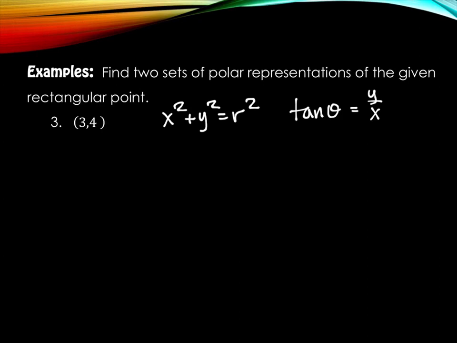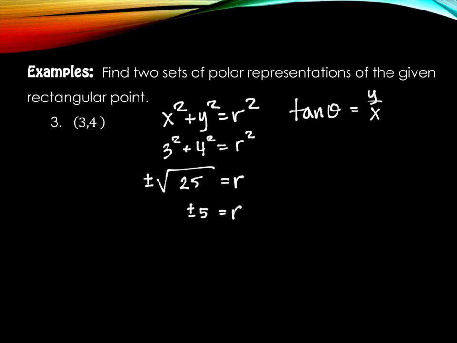All right, so in this one, the 3 is for x and the 4 is y. So 3 squared plus 4 squared equals r squared. 3 squared is 9, 4 squared is 16, that's square root of 25. What would you get for r? 5. And to be honest, plus or minus. You get a plus or a minus.